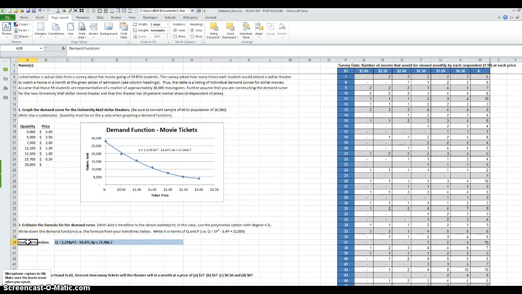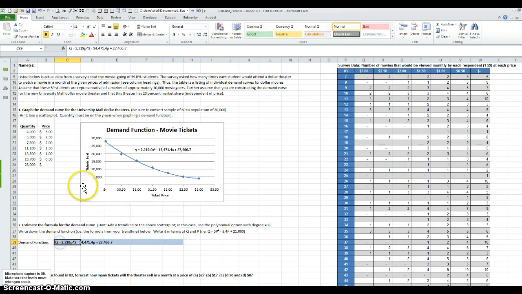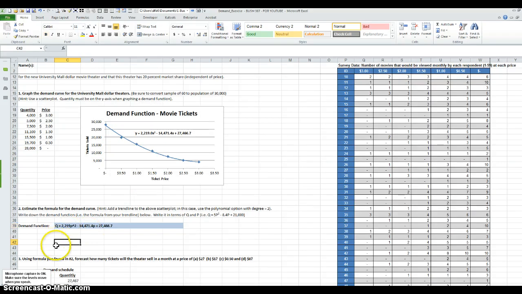estimate the demand formula for the demand curve. And essentially all you need to do is take this formula that you get up here, I'm going to bold it and make it a little bit bigger. You just need to take that formula and put it down here, and just remember that the y variable here is quantity demanded and the x variable is price. So this is the demand function that you get.